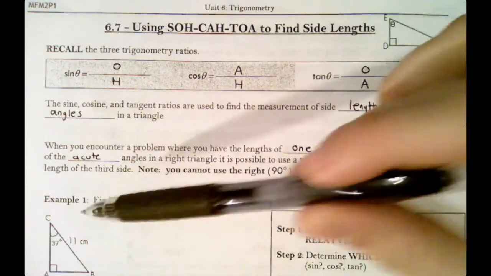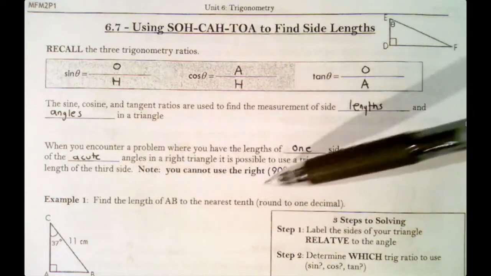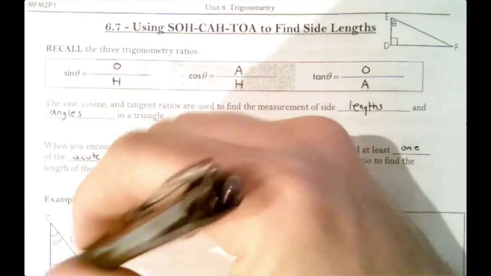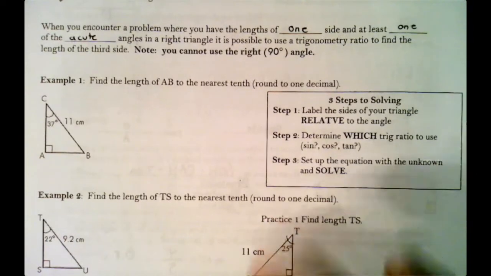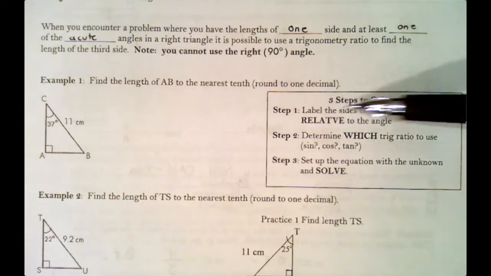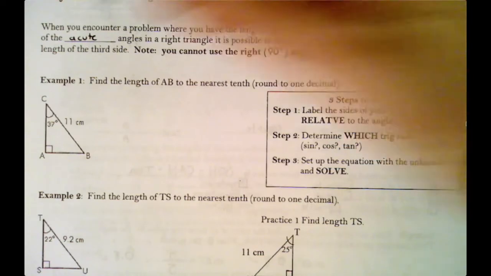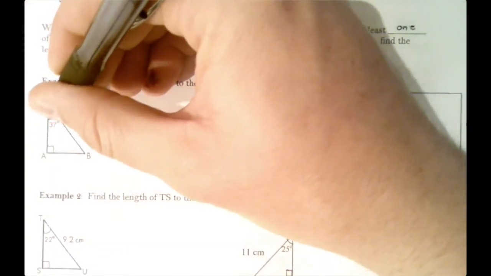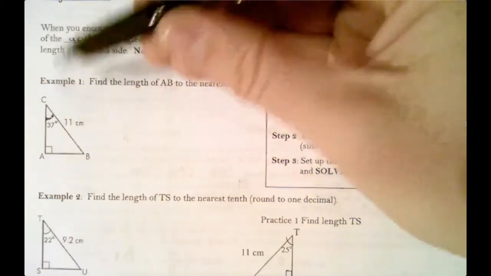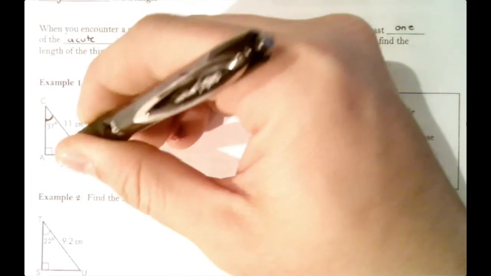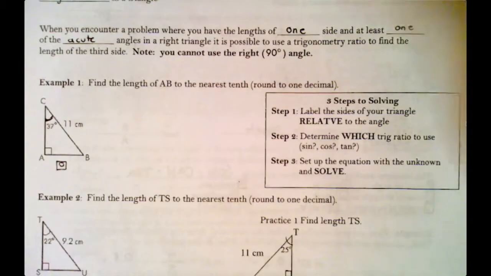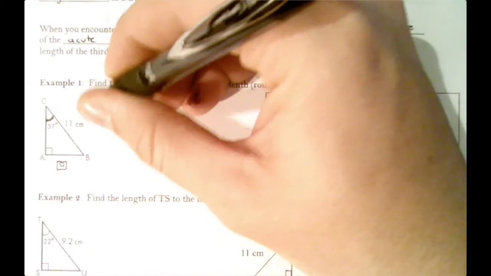Okay, so example 1, find the length of AB to the nearest tenth. Well, AB would be this side down here. We're trying to find this side. So we're going to follow these 3 steps. First, label the sides of your triangle relative to the angle. Well, the angle we have is 37 degrees. So relative to this angle, if we go across, opposite, we've got the opposite side. If we go across from the 90, we get the hypotenuse side, which leaves the adjacent side, our last side.